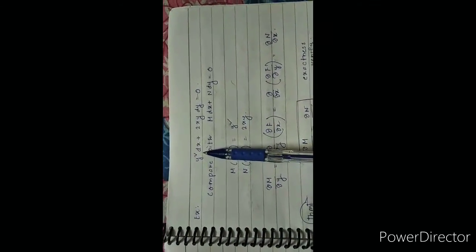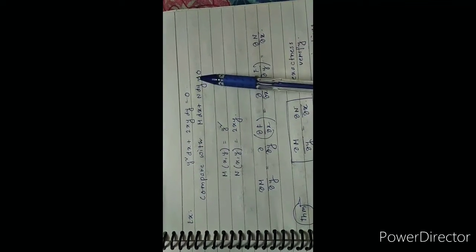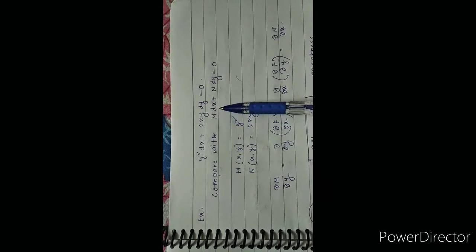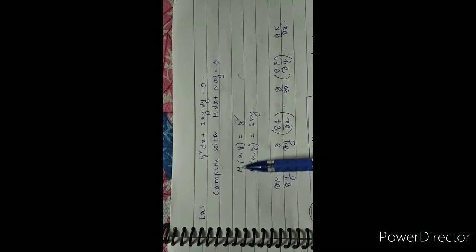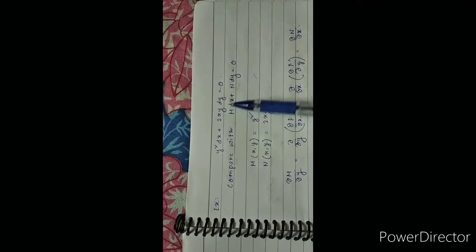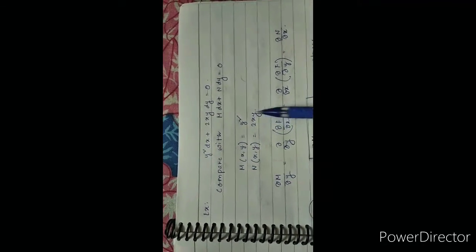The very first example I can give you is this expression: y squared dx plus 2xy dy equals 0. Now compare it with M dx plus N dy equals 0. We have M is y squared and N is 2xy.